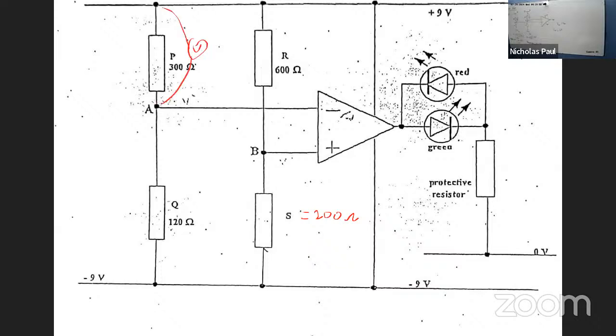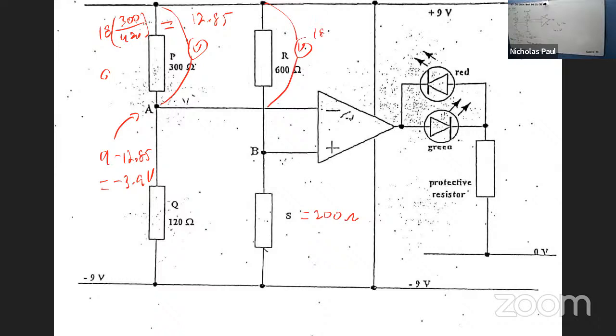Right? That will be 18 by 300 over 420. How much is that? 12.85. So the potential here will be 9 minus 12.85, which is minus 3.9. It's the highest value, the positive number. Then do it here again, and you'll get 18 by 600 over 800. What is that?